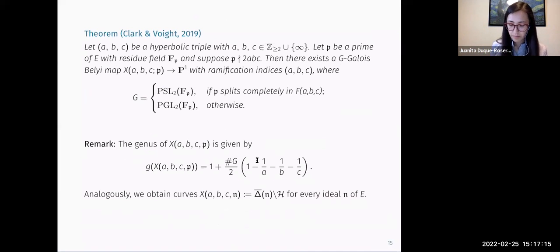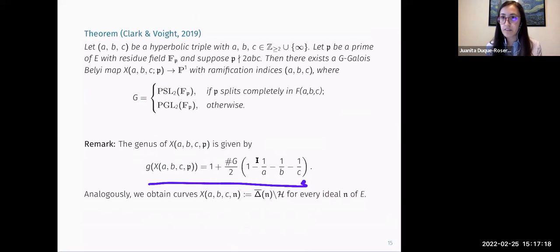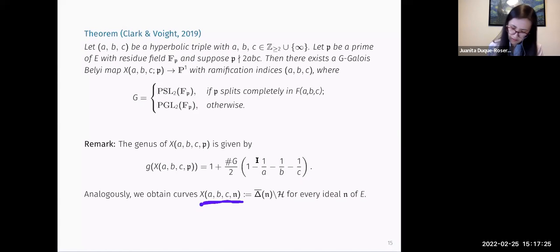And we can compute the genus, and it's just given by this formula. Analogously, we can have a very similar definition when n is any ideal. It doesn't have to be prime, but we're going to focus on primes just to make our computations easier. Okay, so we know the genus really easily, and then we can enumerate all the curves with a given genus. Turns out that there are only finitely many.